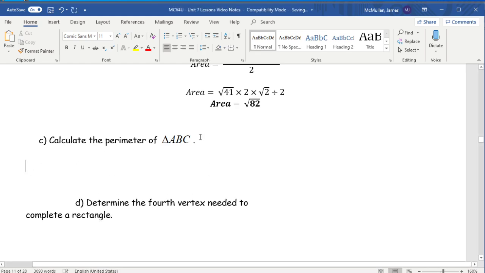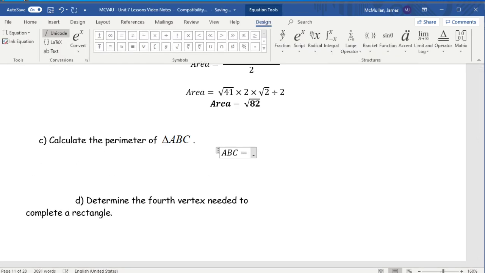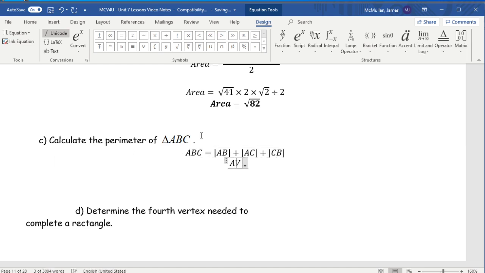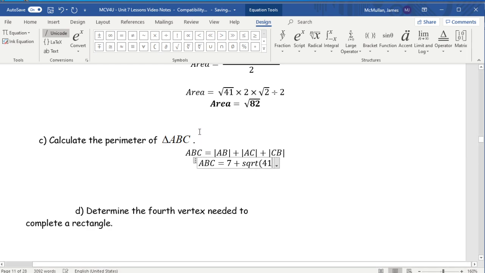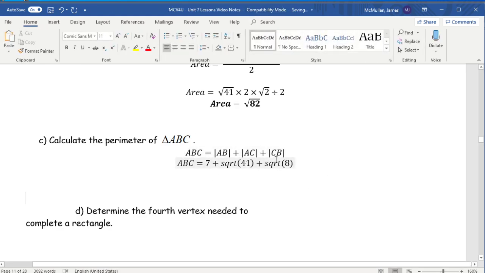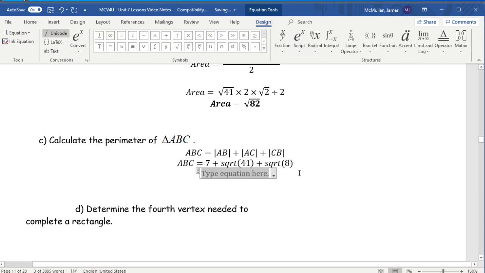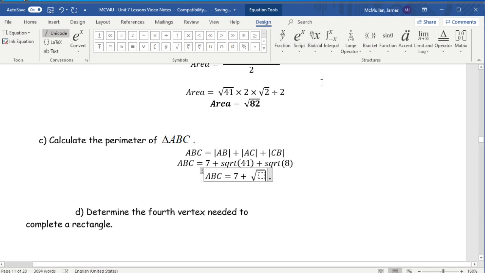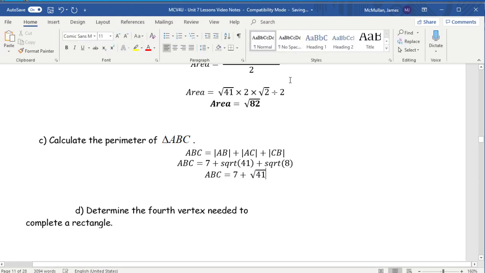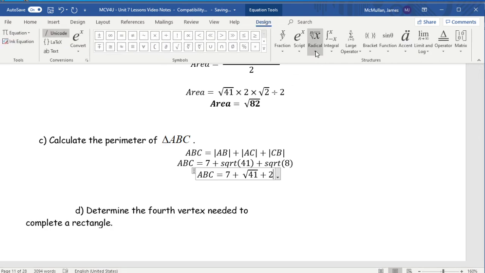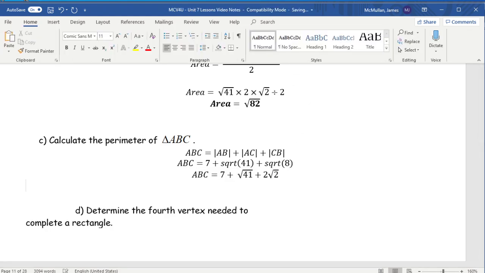Calculate the perimeter of ABC. Again, very, very simple. The perimeter of ABC equals the magnitude of AB plus the magnitude of AC plus the magnitude of CB. Here, it's just equal to 7 plus square root 41 plus square root 8. Nothing you can do with that, so you just add it all together. If you want, you could make root 8 a bit simpler: ABC equals 7 plus square root 41 plus 2 root 2, because you can factor out a pair of 2's, but I don't really think you need to worry about that.